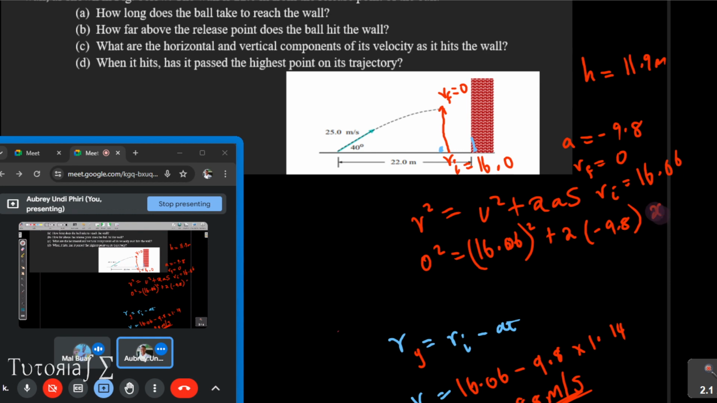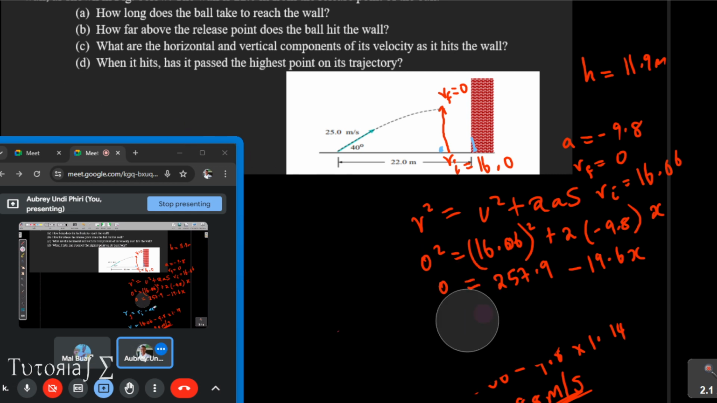times the displacement x. So when we simplify this, 0 is equal to 257.9, like that, and then for the other term, minus 19.6x. Then we simply transpose this part.